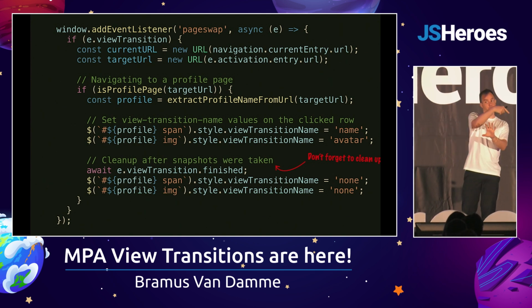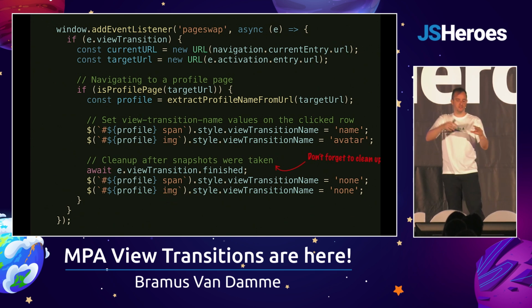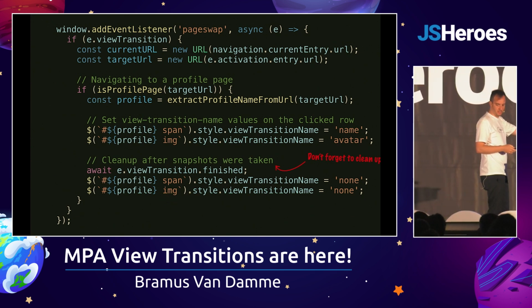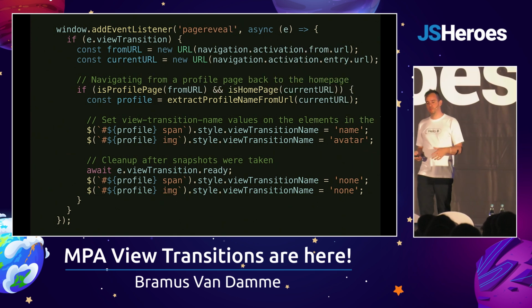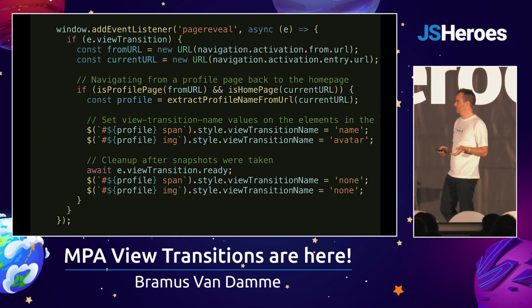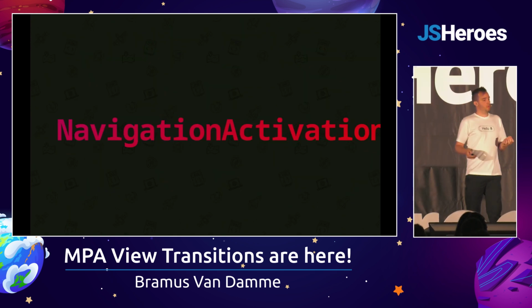Because then on your old page, page reveal will trigger and page swap won't. And so you need to do cleanup. That's the important part right here. And then this is the code on the new page. I basically do the same. I check the URLs. How am I able to check that?